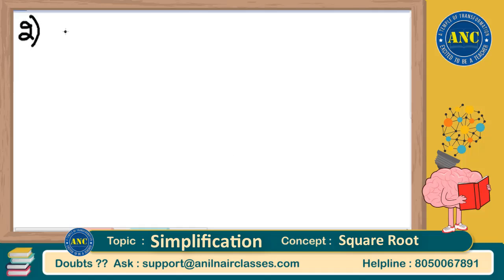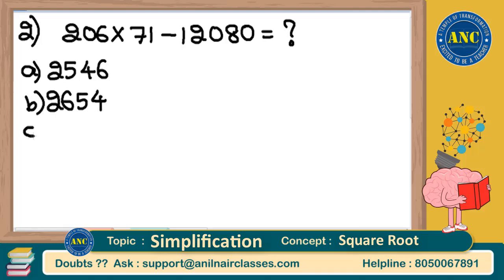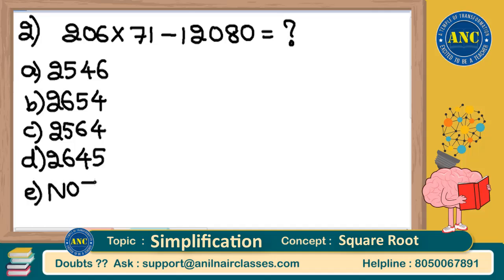Please see the second question, sir. 206 into 71 minus 12080. First option 2546. Second option 2654. Third option 2564. Fourth option 2645. Fifth option none of these.